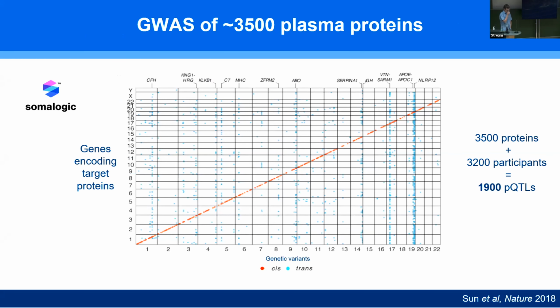What can we do with this? This is one of our first examples. We used a particular platform called SomaLogic. This is a company out of Boulder, Colorado. It was one of the first to work out how you could measure 3,000 different proteins in the blood at scale with some degree of reliability.